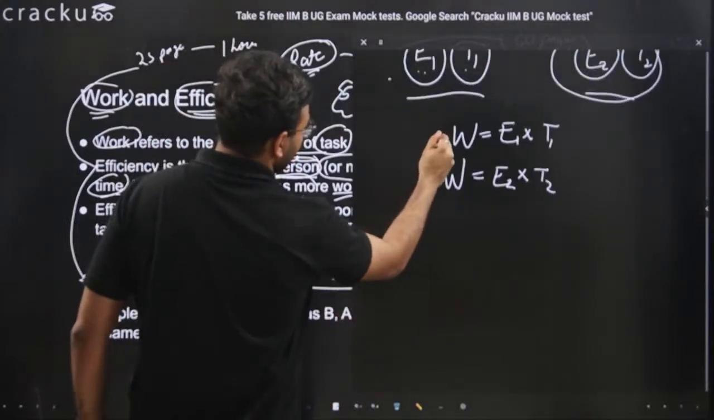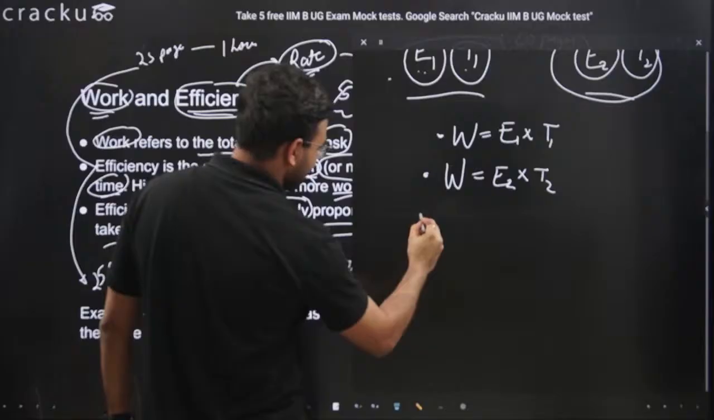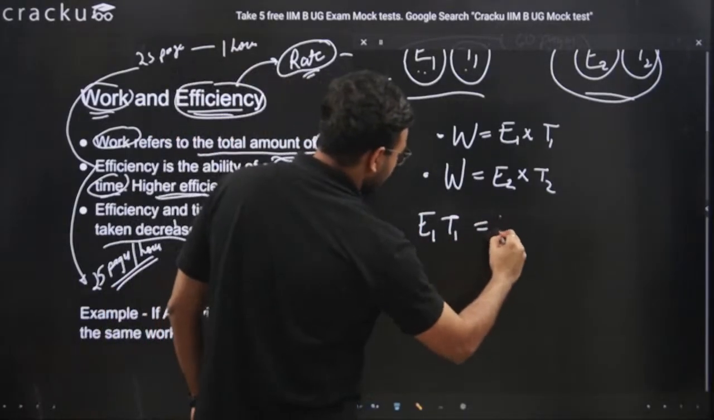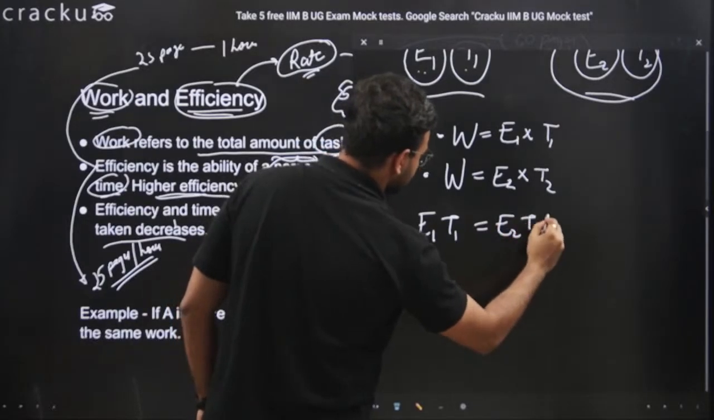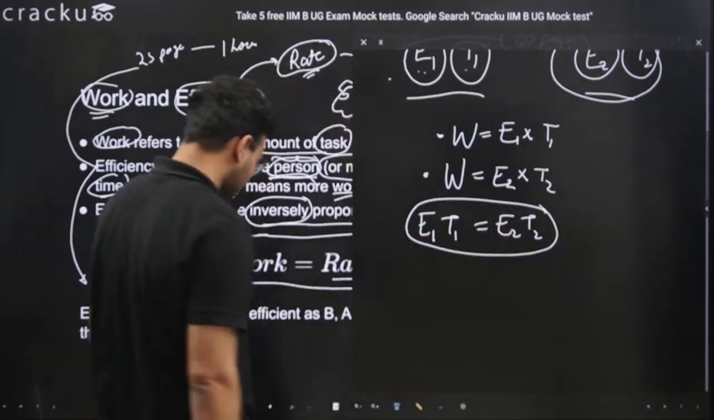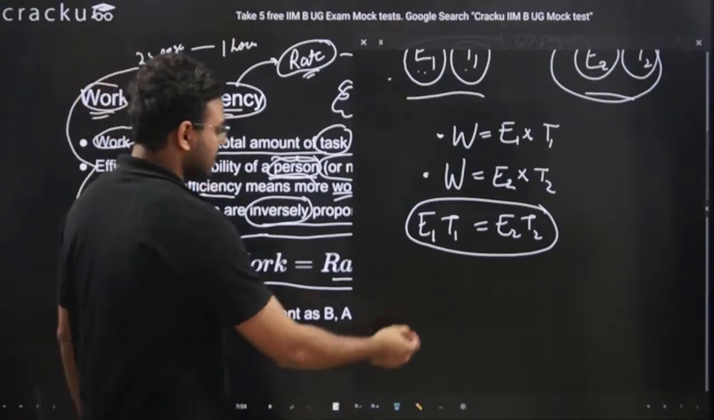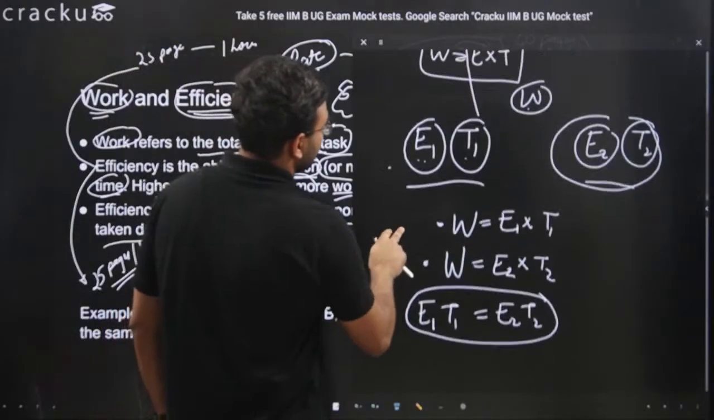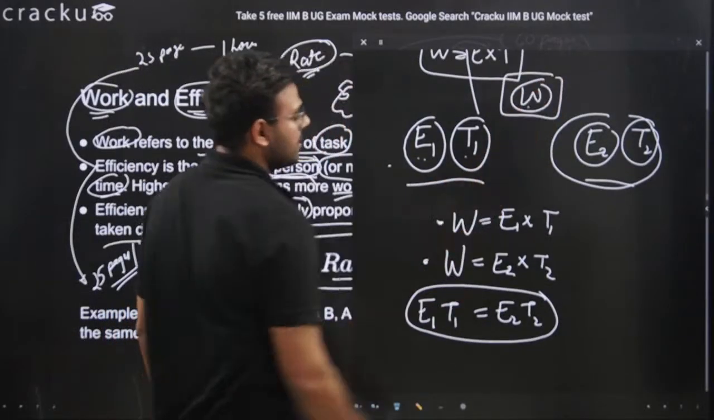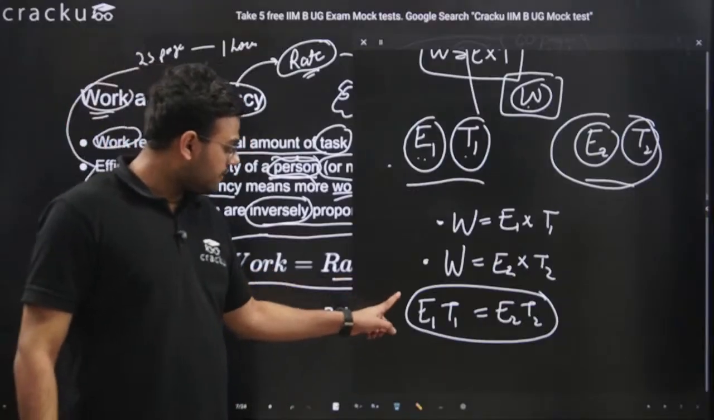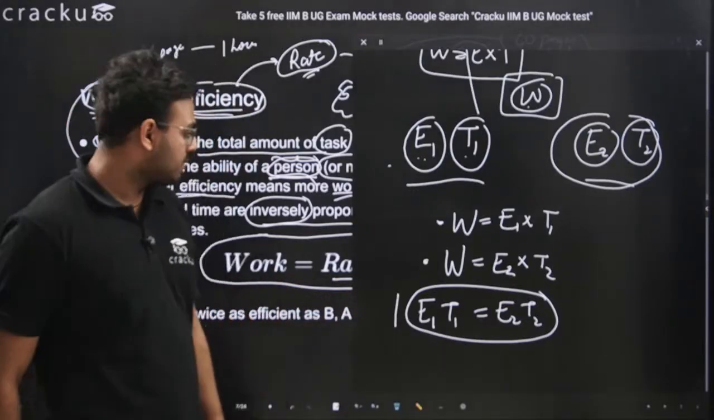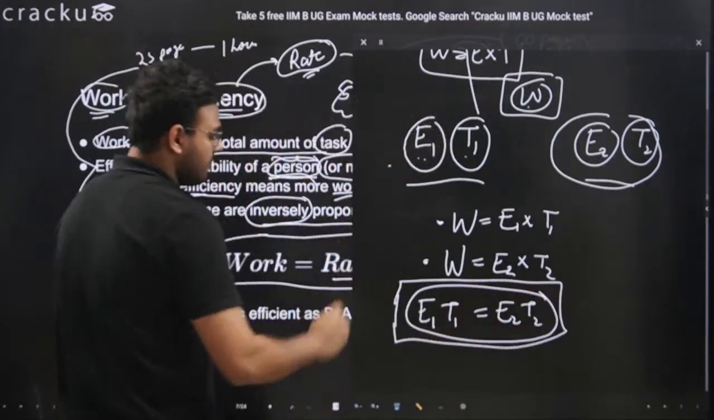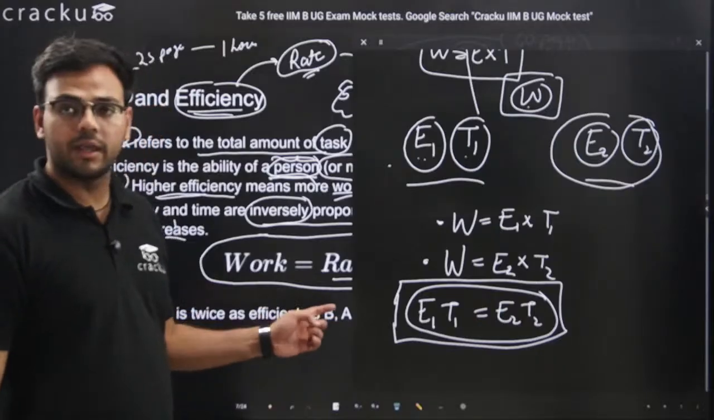So these both are equal. So we can equate this one. E1 into T1 is equal to E2 into T2. So what this is saying is that if you're doing the same job, the same work W, the product of efficiency and time can be equated. This is a very important formula. Remember this one. We'll use this formula in a lot of questions when we are just equating.